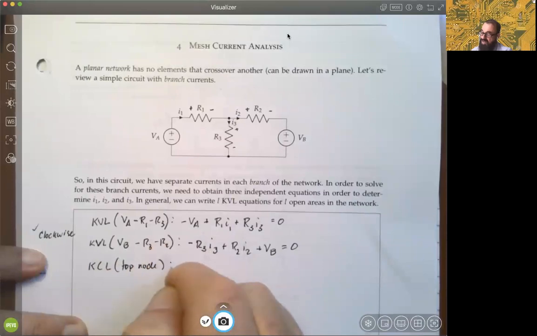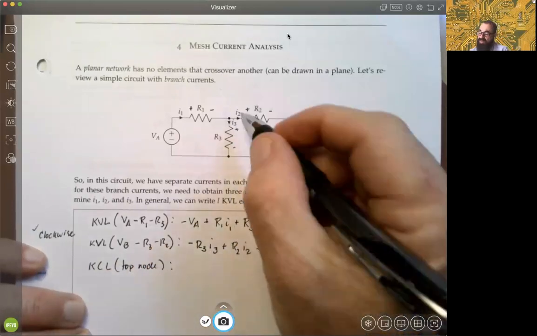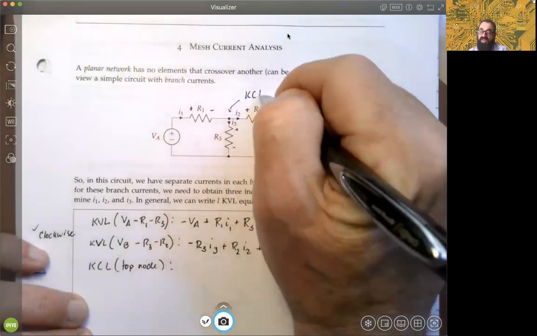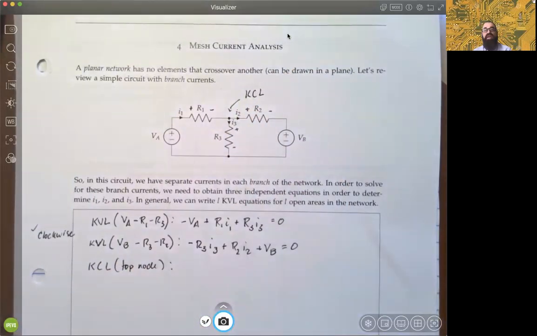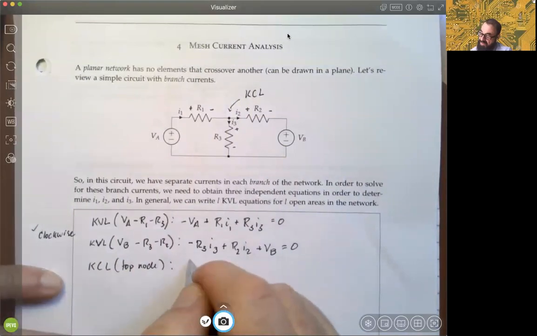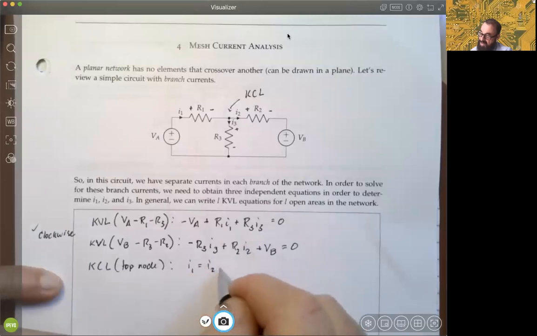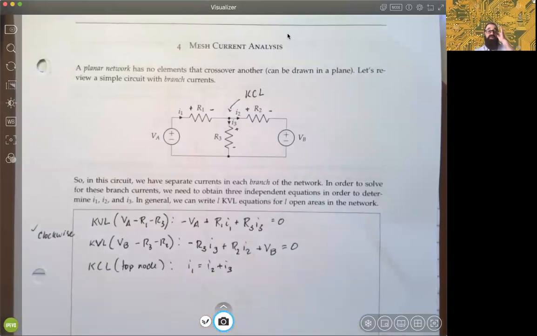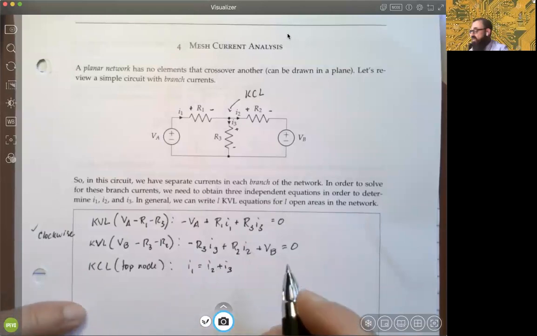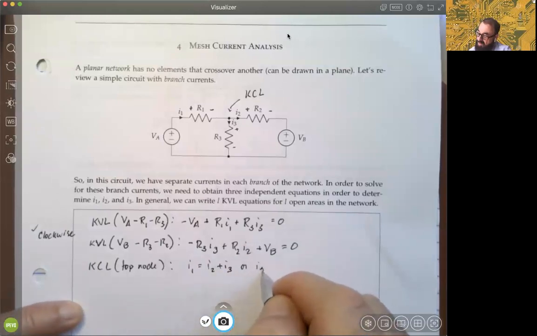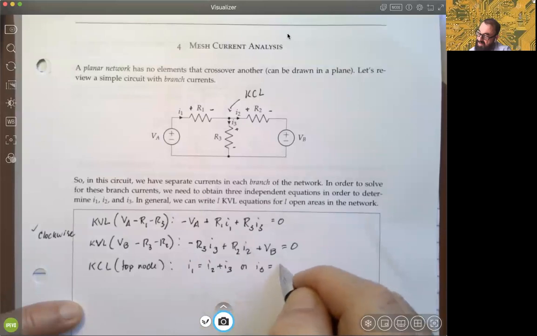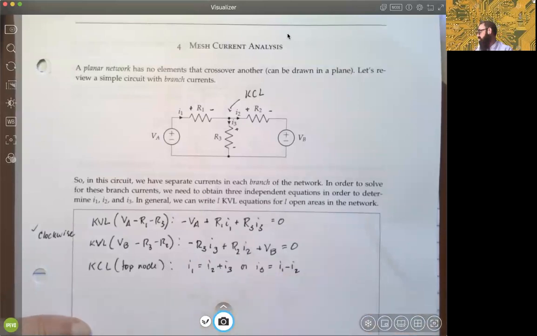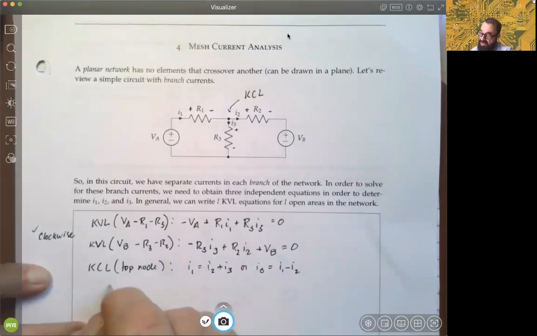And if we did KCL on the top node, we can look at what we're representing here in terms of the incoming currents and the outgoing currents. You can see you've got I1 coming in, I2 leaving, and I3 leaving, right? So clearly the incoming has to be equal to the outgoing sum, and so we would have that relationship. Or maybe what we could do is solve for I3 and just say I3 is the difference between I1 and I2, okay?